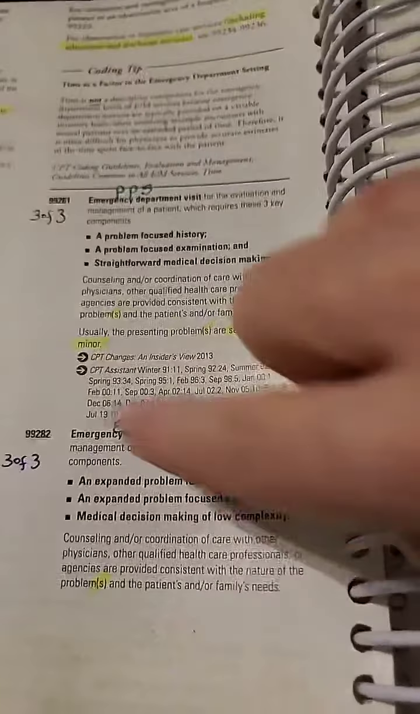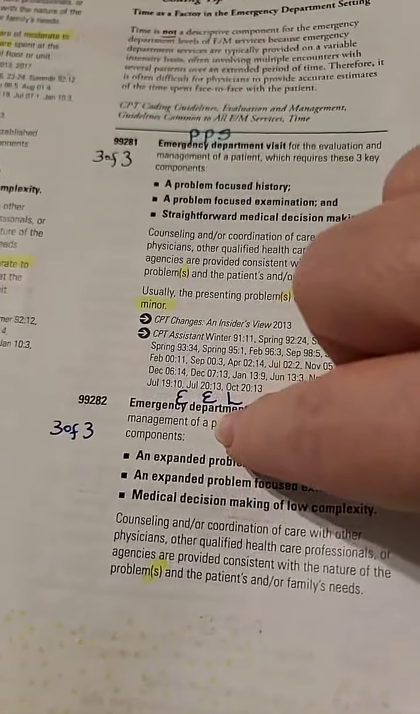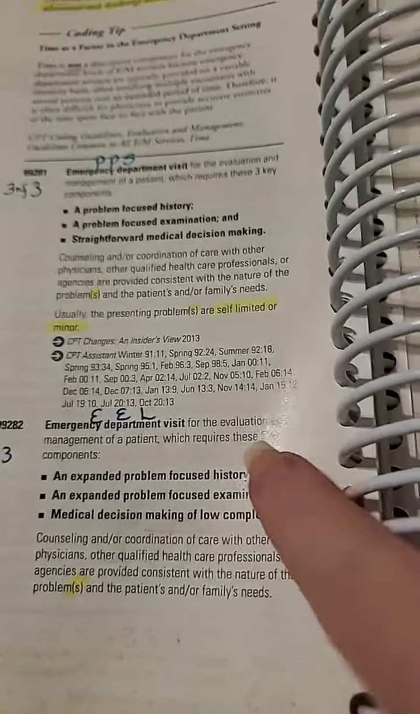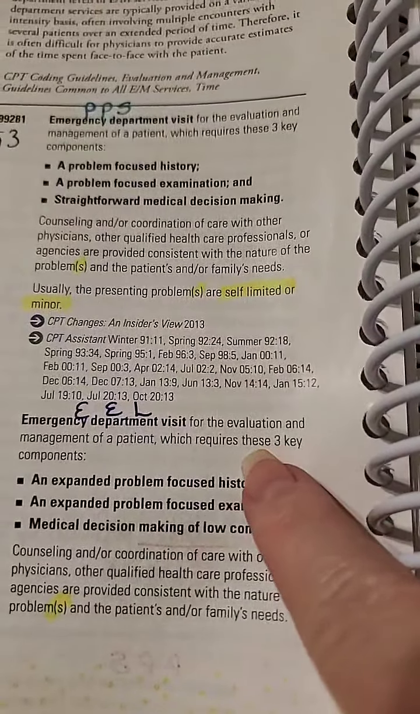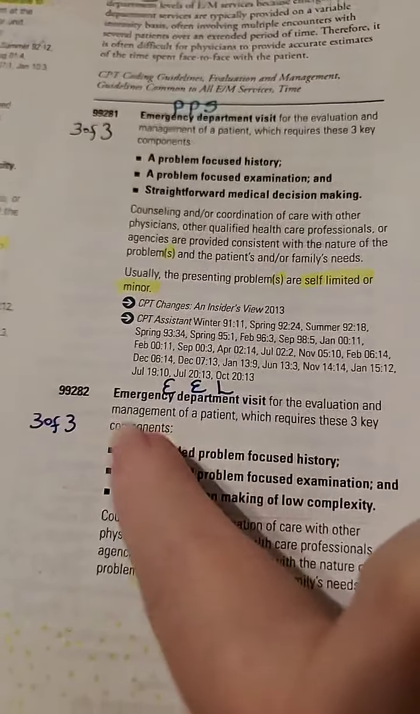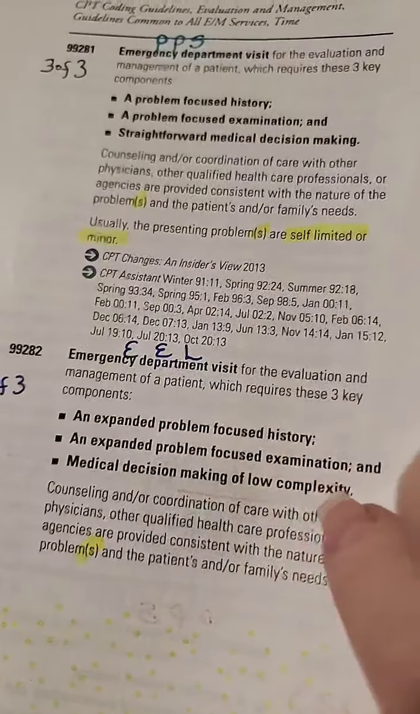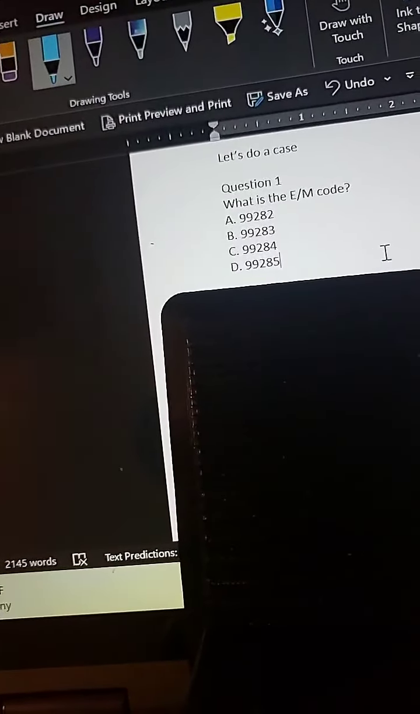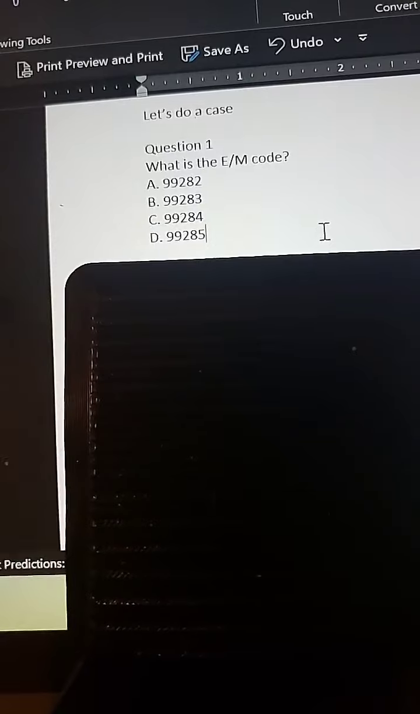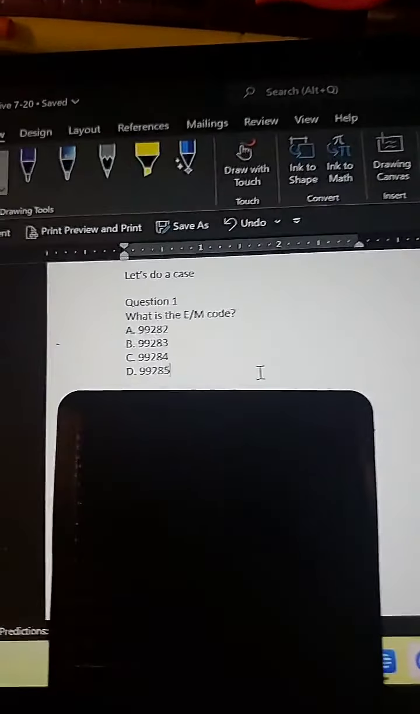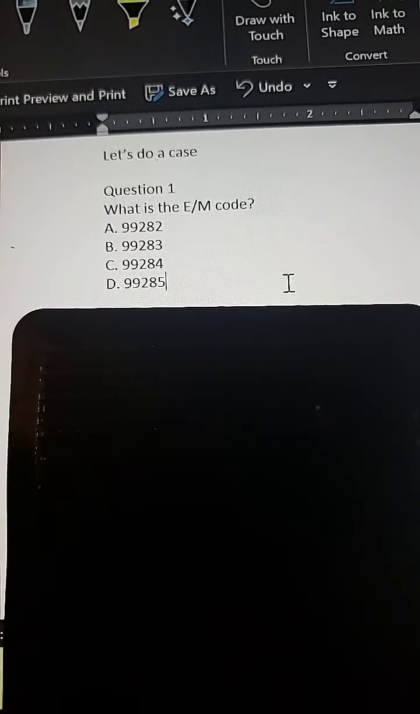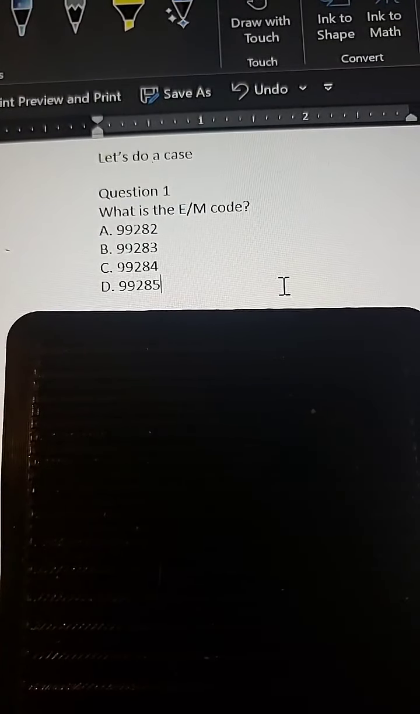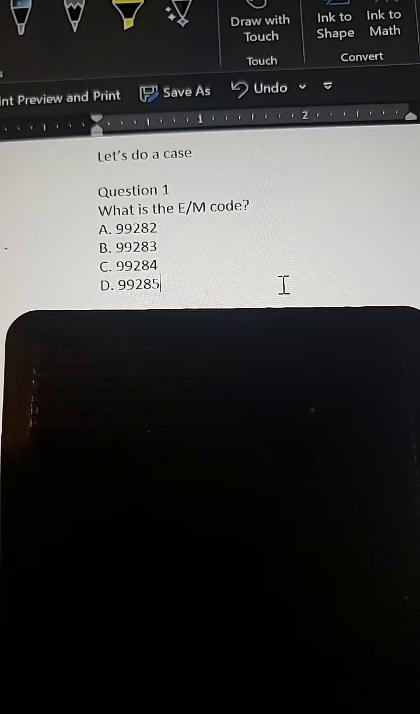Okay. So we're underneath our ER visits, and we're required, per the CPT code descriptor, to have 3 key components to be able to bill one of these levels. And those components are history, exam, and medical decision making. So that's all I'm going to search this question for, those 3 things. I'm not going to care who they are, why they're there, what route they took, none of that stuff. I'm going to be looking for the keywords history, exam, and MDM.